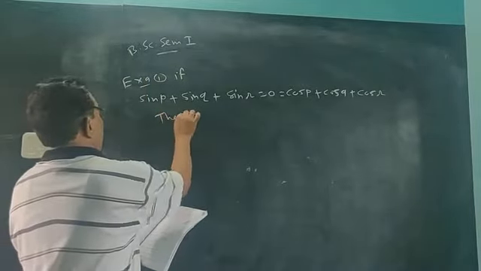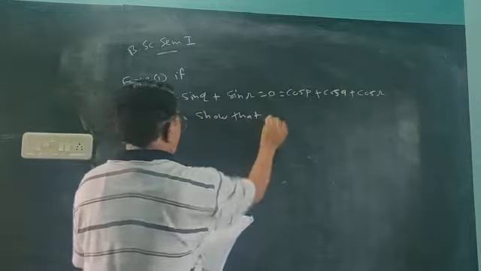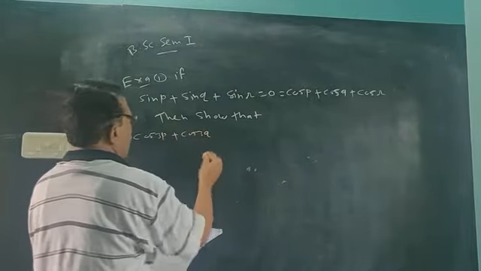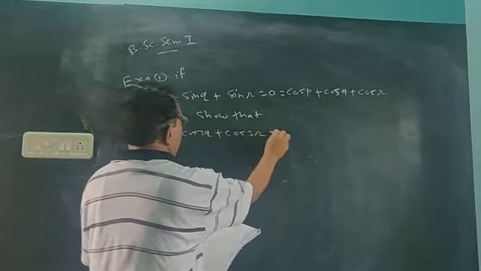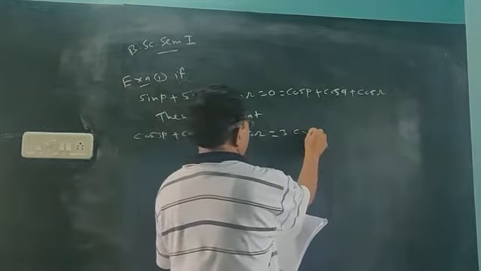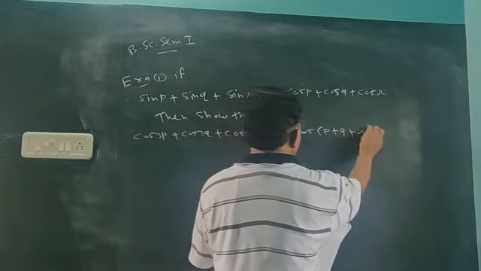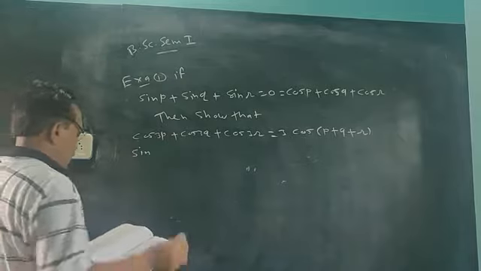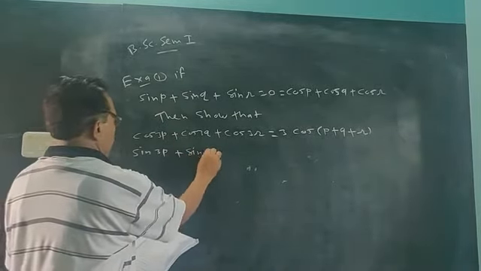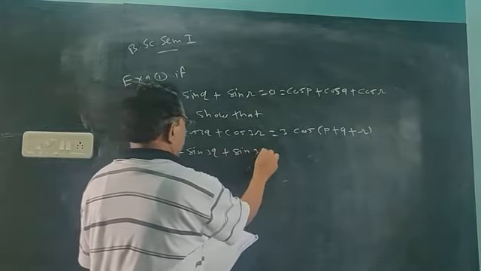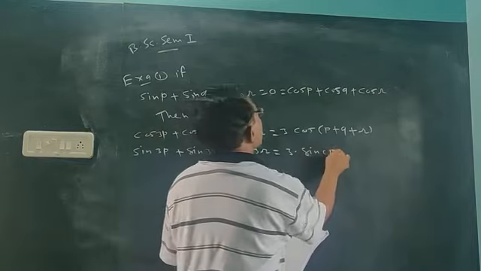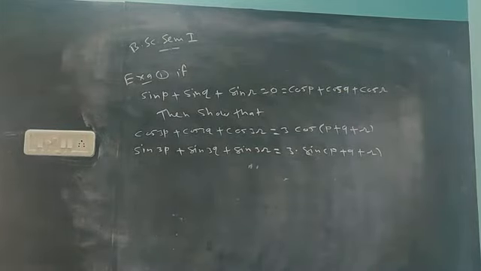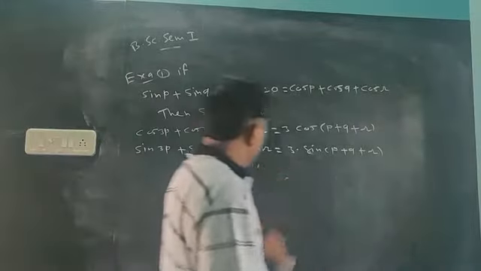Then show that cos 3p plus cos 3q plus cos 3r equals 3 times cos of (p plus q plus r), as well as sin 3p plus sin 3q plus sin 3r equals 3 times sin of (p plus q plus r). Is that a problem? Of course, De Moivre's theorem.